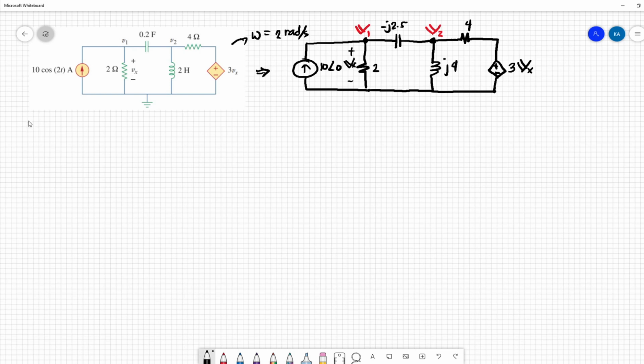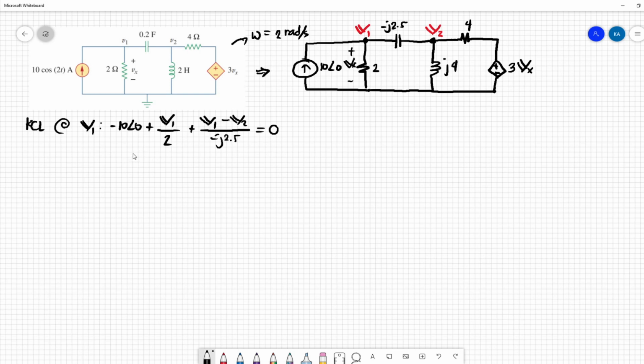So applying KCL at node V1, we have negative 10 angle 0 plus V1 over 2 plus V1 minus V2 over negative J 2.5 equal to 0.